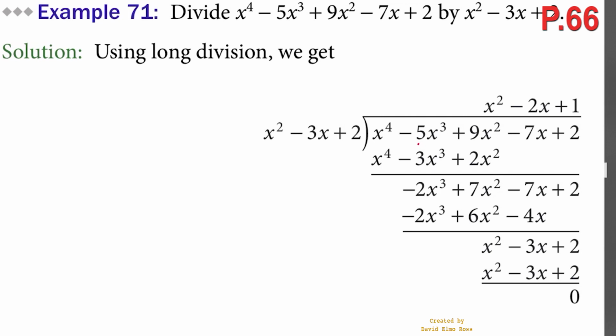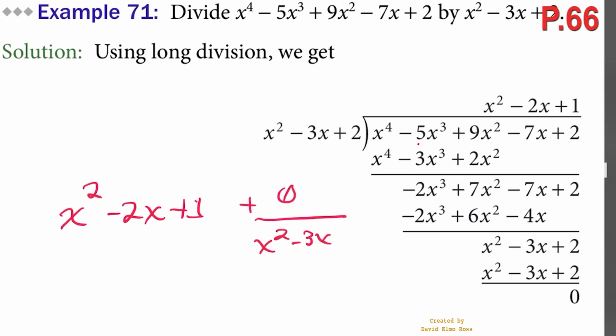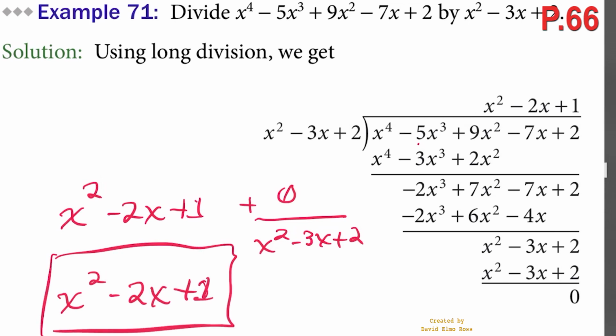So we can see when we do that division, our answer is going to be x squared minus 2x plus 1 plus 0 over x squared minus 3x plus 2, which is really the same as x squared minus 2x plus 1, because there is no remainder. Otherwise, we would put our remainder number here, and that would be our final term.